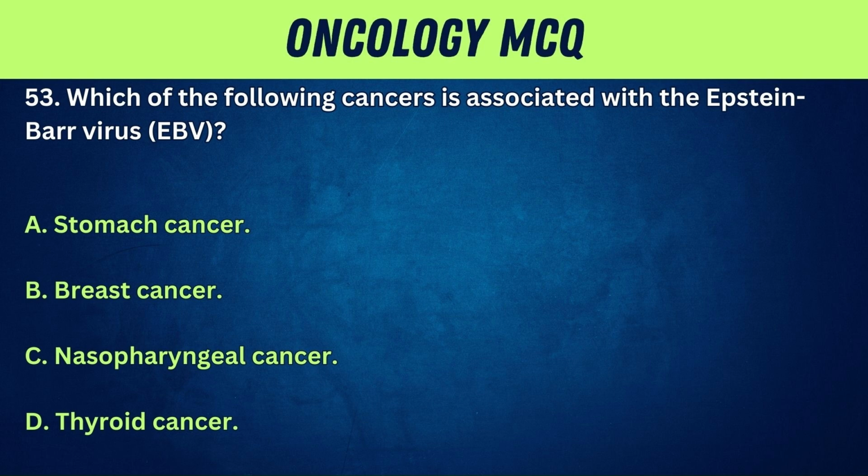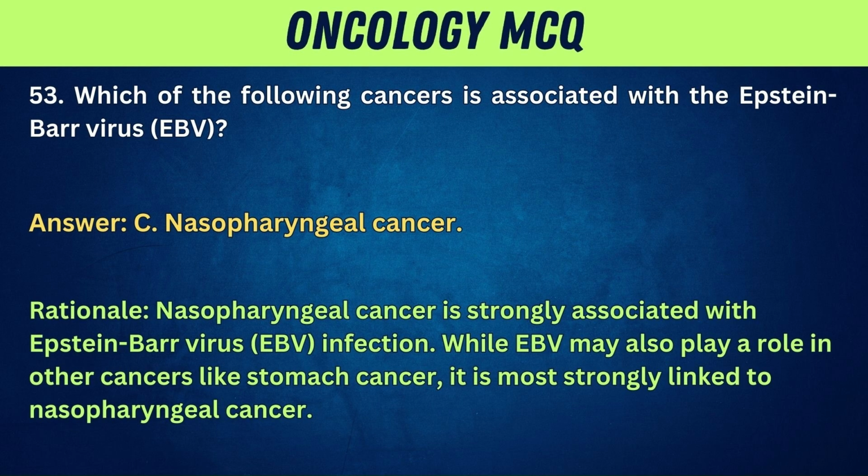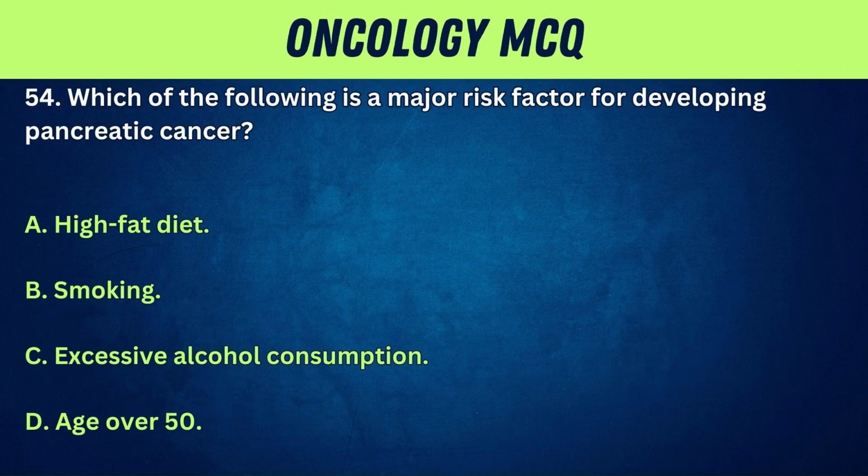53. Which of the following cancers is associated with the Epstein-Barr virus, EBV? A. Stomach cancer. B. Breast cancer. C. Nasopharyngeal cancer. D. Thyroid cancer. Answer: C. Nasopharyngeal cancer. Rationale: nasopharyngeal cancer is strongly associated with Epstein-Barr virus, EBV, infection. While EBV may also play a role in other cancers like stomach cancer, it is most strongly linked to nasopharyngeal cancer. 54.